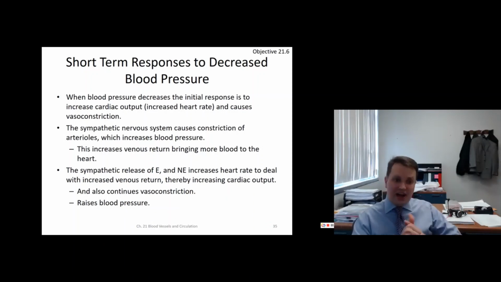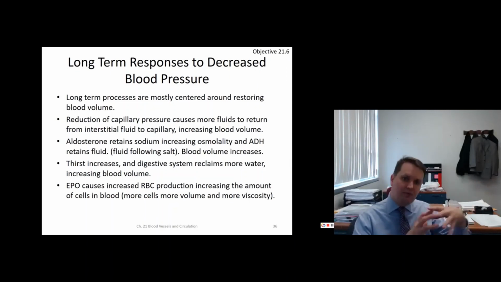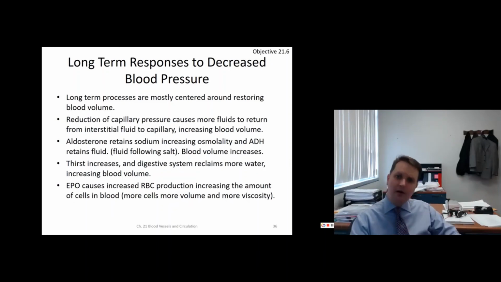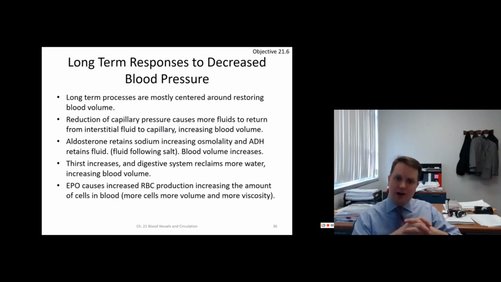Also, with that, sympathetic release of epinephrine increases the heart rate and contractility, actually, and vasoconstriction, so blood pressure goes up. So when your blood pressure drops down, we use the sympathetic nervous system to increase heart rate and increase constriction. Over the long term, we're about restoring blood pressure. We're going to keep blood volume up. Now, we know how we do a short-term loss of blood pressure and make it go up. But long-term loss of blood pressure is because we've lost blood somehow.